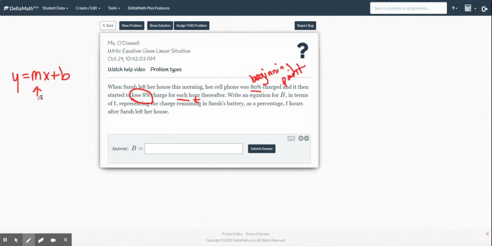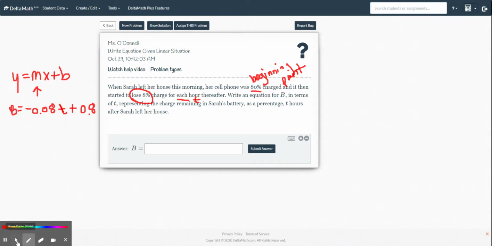All right, so 8% for each hour, that's telling us multiplication. So we want to write that. I'm going to write my percents as a decimal because whenever you're writing an equation, it's a little nicer to use percents as a decimal. So 8% would be 0.08 or 8 out of 100. And that's times T instead of times X. And we know she started with 80% charge or 0.8. But she's not gaining 8%, she's losing 8%, so I'm going to make sure I include a negative there. And of course that is equal to B.